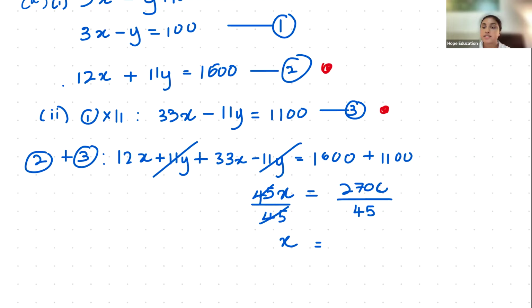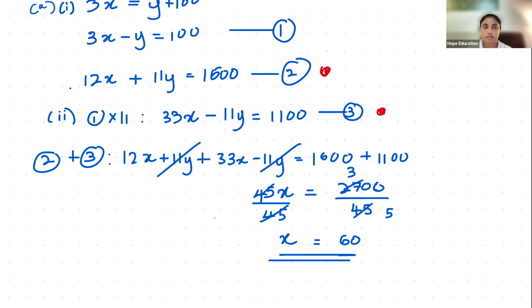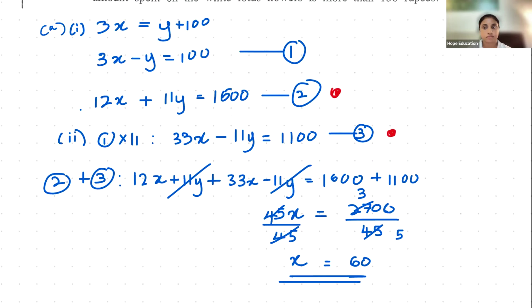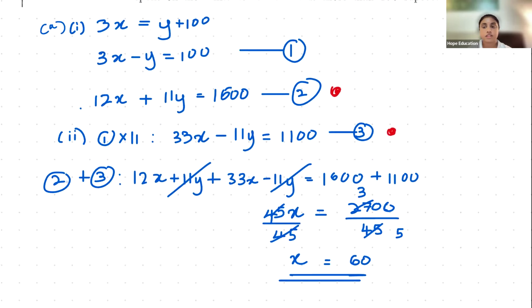Then dividing is easy. 9 times 5 is 45. 9 times 3 is 27. 300 divided by 5. 5 times 6 is 30. So we get 60. X is 60. Is this clear, kids? Did you all get this answer? Sahiru, Lisachu, did you all get this?